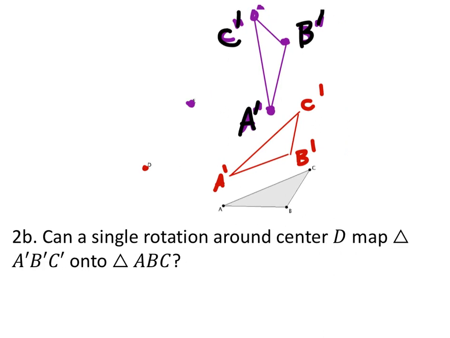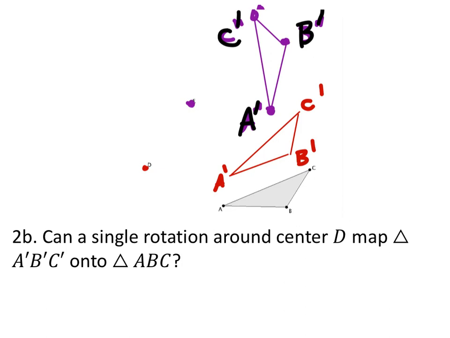Can a single rotation around center D map the triangle A prime, B prime, C prime onto the triangle ABC? So on this one, we are looking at the purple triangle. Just take a moment with your partner and discuss this and write a sentence about if it can or not. The answer is that you could not, because it was double rotated around 2 different centers, so I couldn't use one of those centers to rotate it back into the original pre-image.